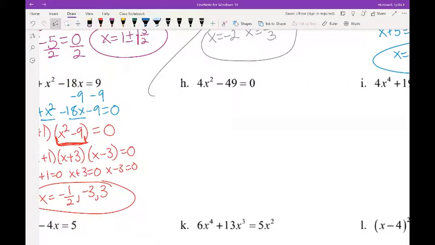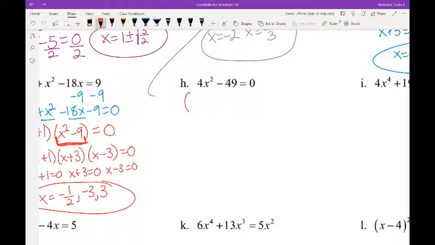H is already set equal to 0, which is nice. We check to see if there's a greatest common factor, and there's not. But actually, this is a difference of squares again. We can tell because we have two terms, and that's typically a hint that it's going to be a difference of squares. When you have three terms, that's going to be your box method, trinomial factoring. And when you have four, you can again use your box method, but two typically means it's just greatest common factor or difference of squares.